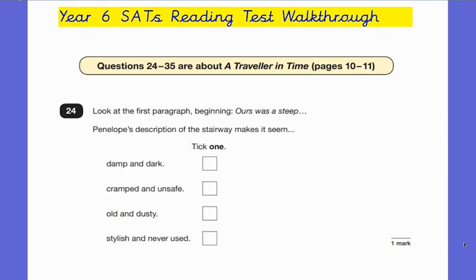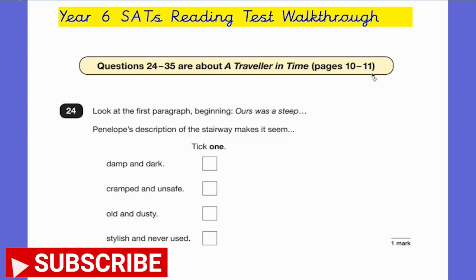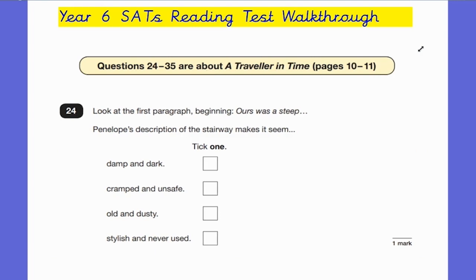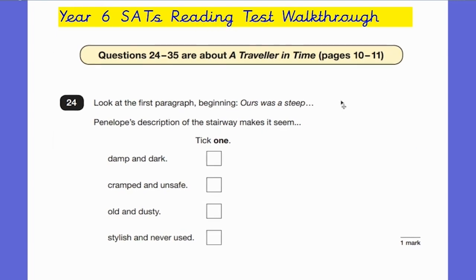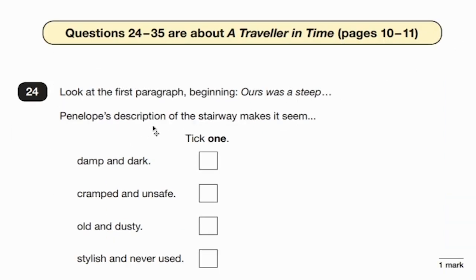Okay, so once they've read A Traveller in Time, it will say that these questions, 24 to 35, are about A Traveller in Time, pages 10 to 11. So let's go through and I'll show you how to answer these questions. Question 24: look at the first paragraph beginning 'Ours was a steep'. Penelope's description of the stairway makes it seem... We're given 4 different options and we need to only tick one of these. And we're looking for evidence in the text that suggests that the stairway was one of these things. So it tells us where to look: 'Ours was a steep' tells us the paragraph to look in.